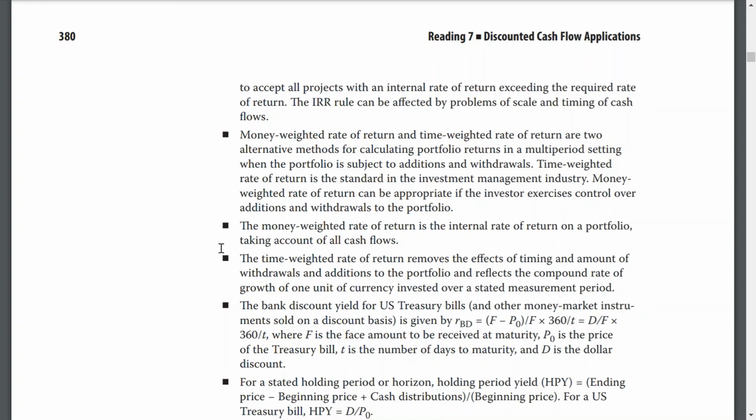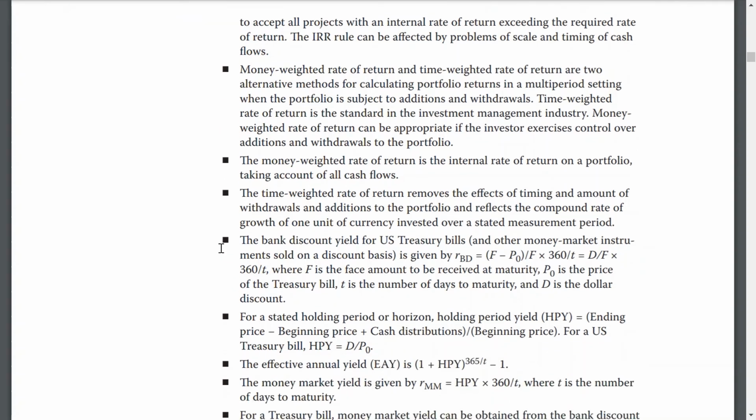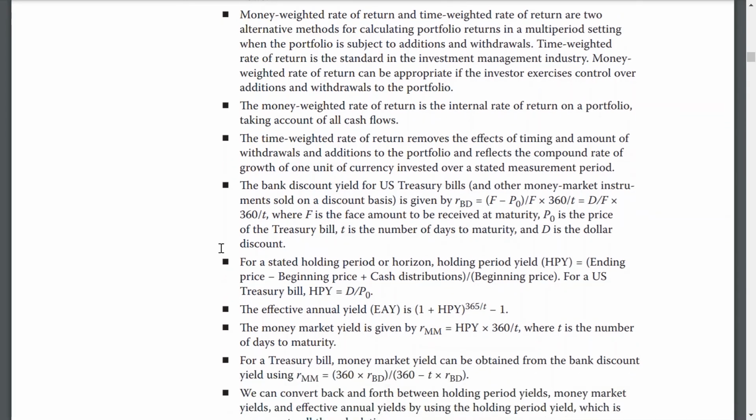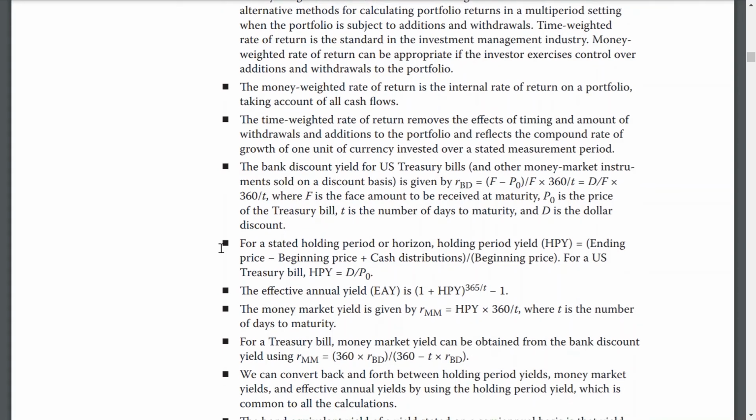Money-weighted return is the internal rate of return on a portfolio, taking account of all cash flows. Time-weighted rate of return removes all effects of the timing and amounts of withdrawals and additions to the portfolio, and reflects the compound rate of growth of 1 unit of currency invested over a stated measurement period.